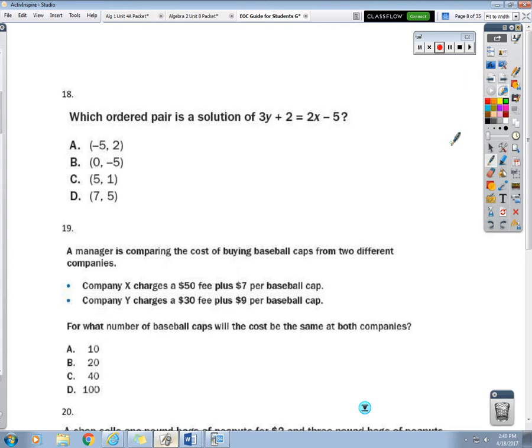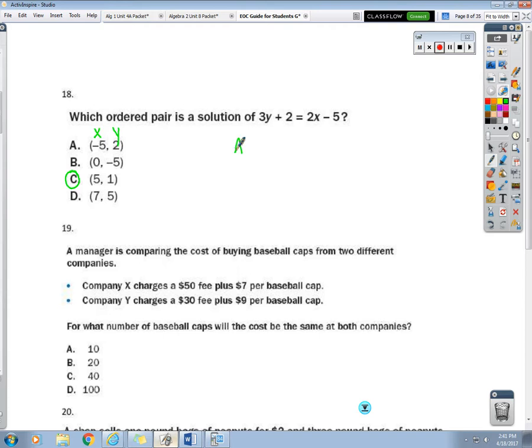Which ordered pair is a solution of 3y + 2 = 2x - 5? Did anybody try this one? What'd you get, Austin? C is correct. Watch, it's very easy. Once I explain it, you'll be like, oh, that's easy. They've given us 4 ordered pairs. In each of these ordered pairs, the first number is the x and the second number is the y.